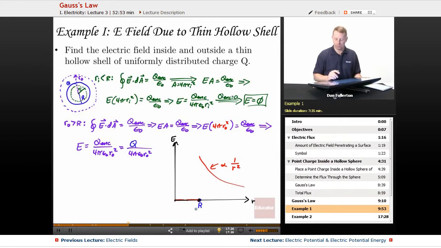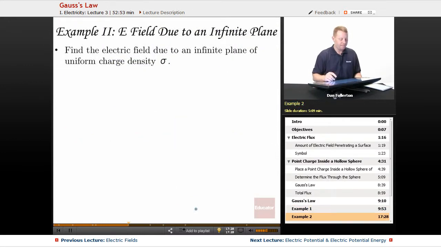Let's do another example. Find the electric field due to an infinite plane of uniform charge density sigma. All right, well, we've got an infinite plane. Let's draw that here.